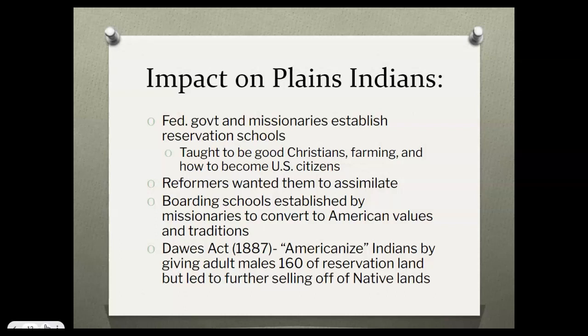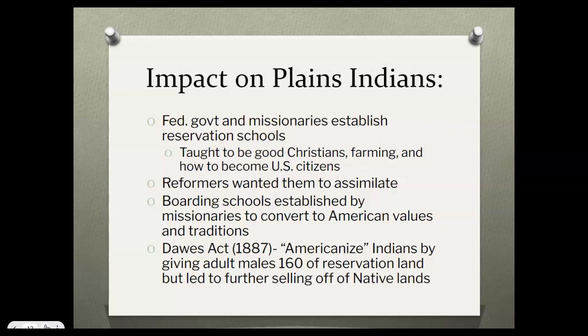You also had reformers that wanted them to assimilate. That means they wanted to Americanize them. Many Native Americans or Plains Indians were encouraged to send their children away to boarding schools that were established by missionaries to convert them to what Americanism was like, to their values and traditions of the United States.